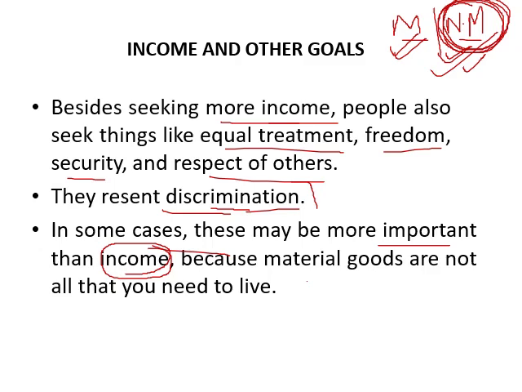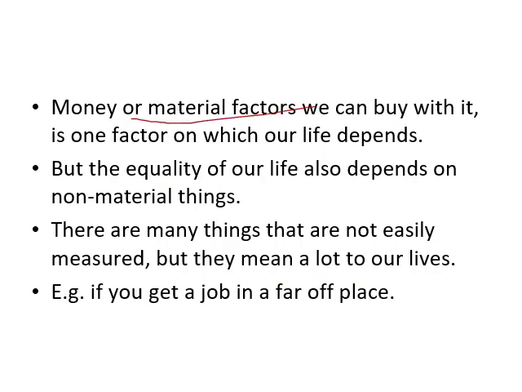And the reason is that material goods are not all that you need to live. It is not always the product or the equipment or the stuff which you need to survive in your life. There are certain other things which I already mentioned. These are also equally important, just like the materialistic things. Money or material factors, which we can buy with it, is one factor on which our life depends. This is just the one factor.